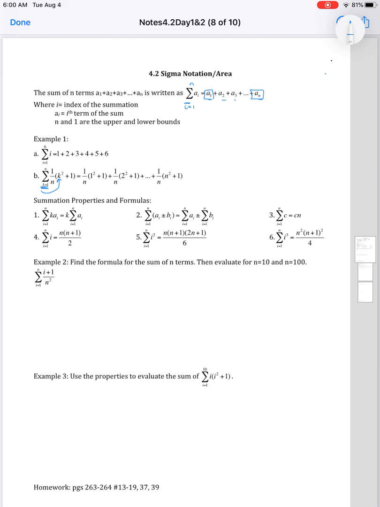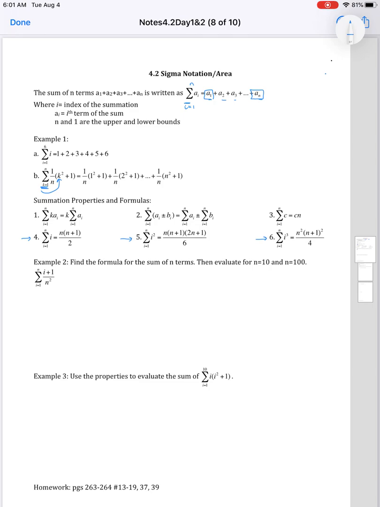Now, there's 6 formulas that are associated with these. These are the summation formulas. I will tell you that you would be given 3 of these. The other 3, though, you should really know.